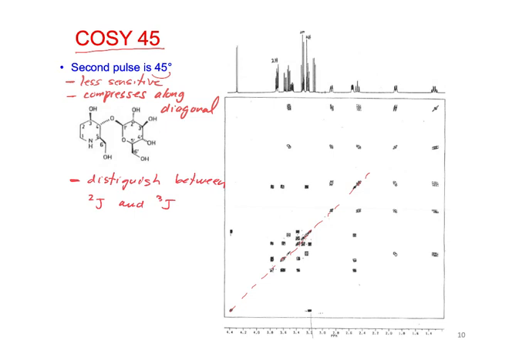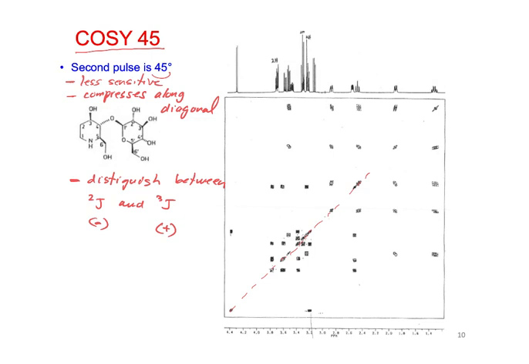The reason for this is that remember these J2 coupling constants tended to be negative values and the J3s are positive values. But in the one-dimensional spectrum, we couldn't tell the difference, because all we could do was measure the difference, and we couldn't tell which side was which.